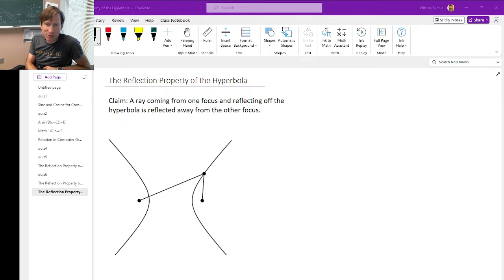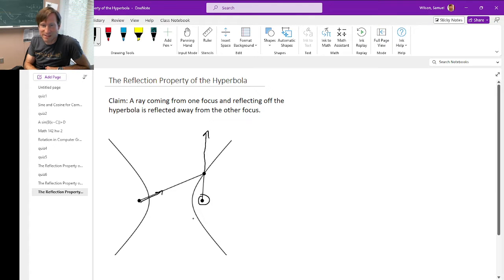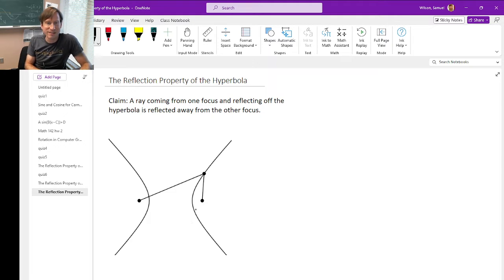Right, for this hyperbola, what this is saying is that this ray coming from one focus, if it reflects off of the hyperbola, it appears to be reflected in a direction that it is coming away from this second focus. Or alternatively, if we emit a ray from the second focus, it is reflected so that it appears to be coming from the first focus. So let's see if we can actually prove this. It looks plausible, but that's not a proof.